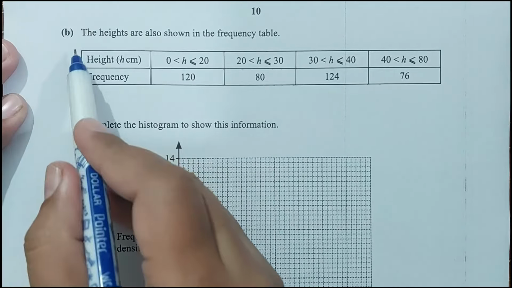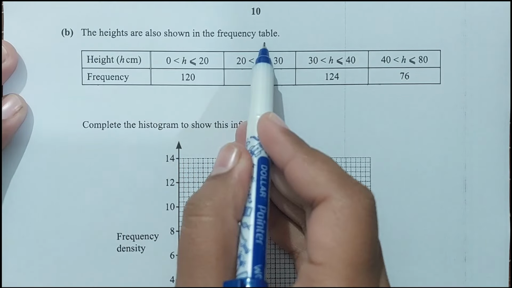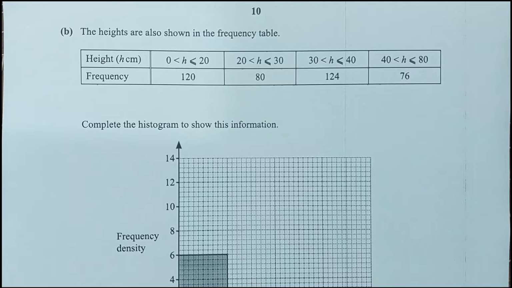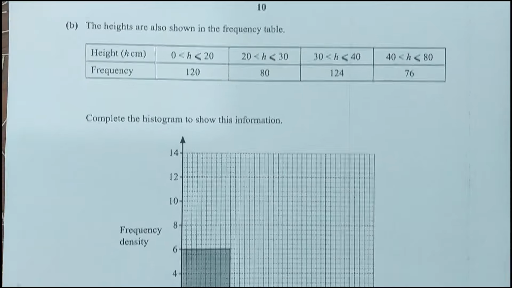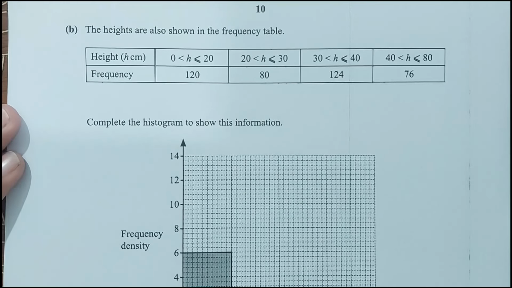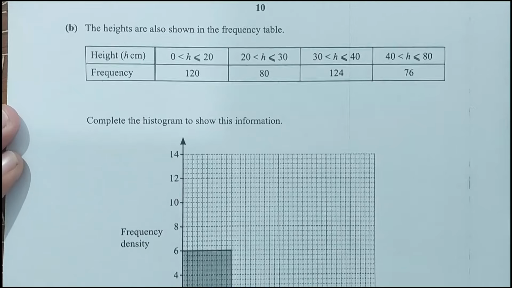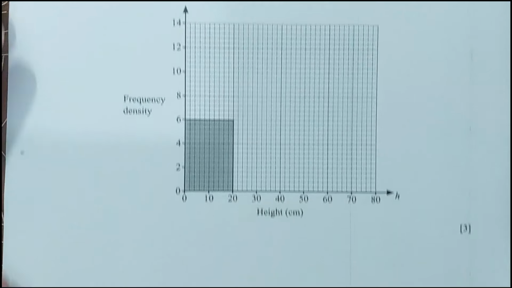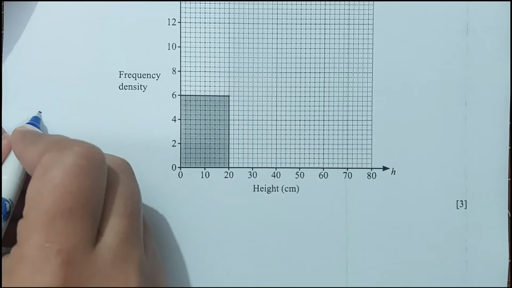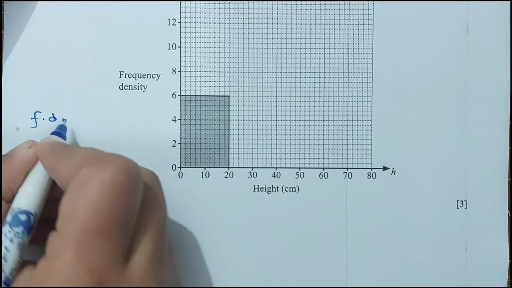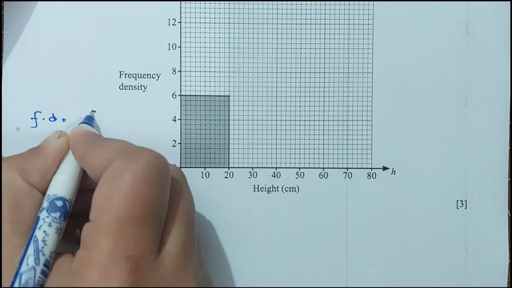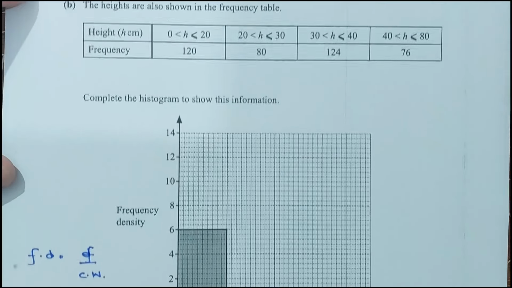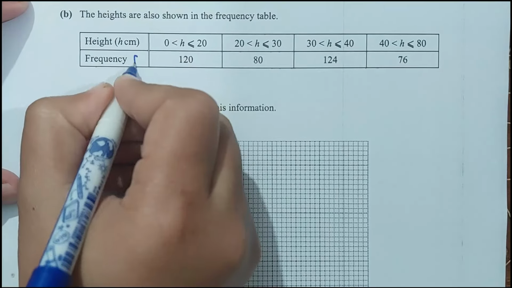Now for part B, the heights are also shown in the frequency table. The height and the frequency. Complete the histogram to show this information. For a histogram, we need the frequency density and the heights as well. The heights are between 0 to 20. When the height is between 0 to 20, the frequency density is 6. So we have to calculate the frequency densities because frequency density has the formula which is frequency divided by the class width, right?